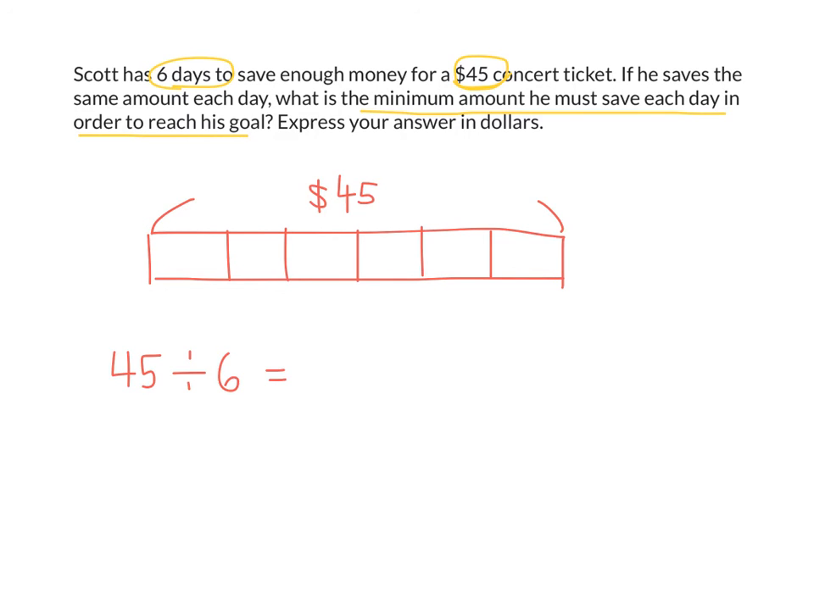Okay, so if I know that my whole is $45 and I'm dividing it into 6 days of saving it, what is my fraction? 45 over 6. Good. How many wholes are in there? 7. How many 6ths are left? 3, 6ths. I know, I see it. 3/6, right? Okay, so if the answer is 7 and 3/6, how can I write that in a simplified version? 7.5. So that's $7.50, right?